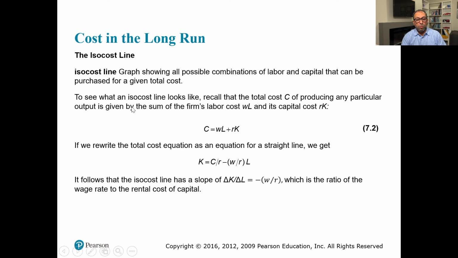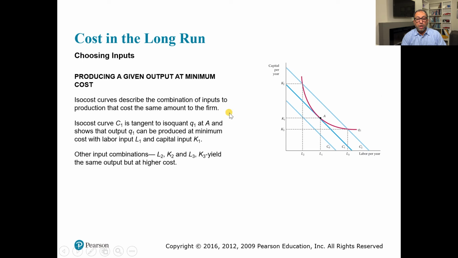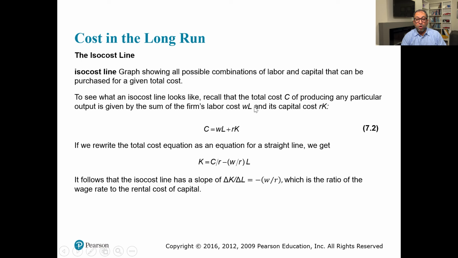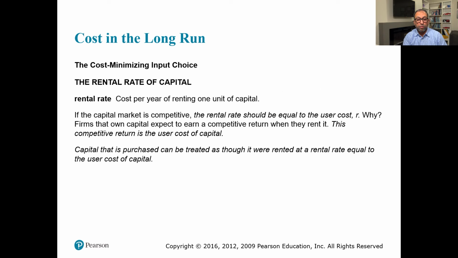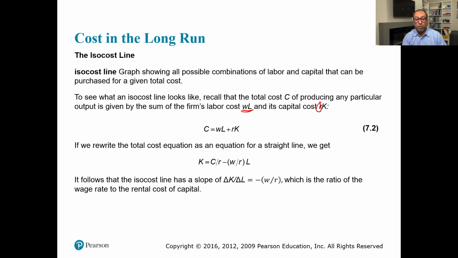To see what an iso-cost line looks like, recall that the total cost of producing any particular output is given by the sum of the firm's labor cost, which is the wage W times labor L, and the capital cost, which is R, the rental rate of capital, times K, the amount of capital we are using. So we can write the cost as C = WL + RK.